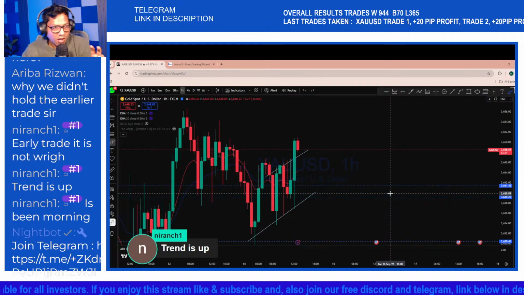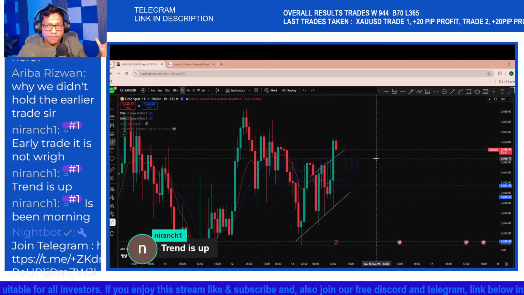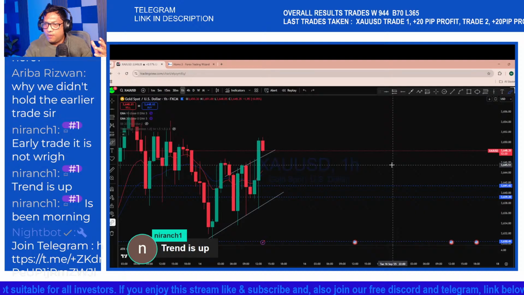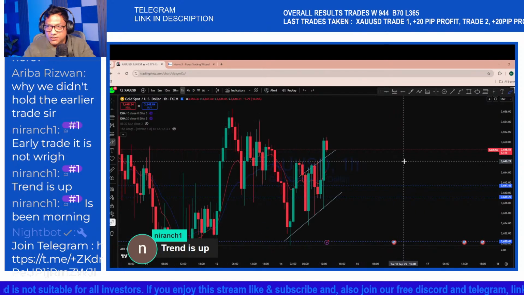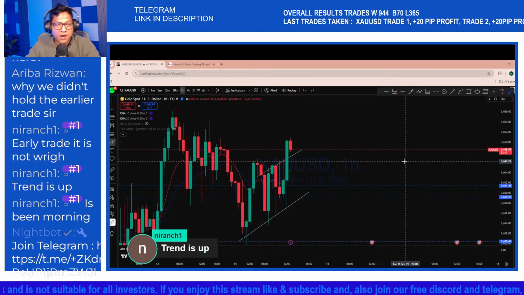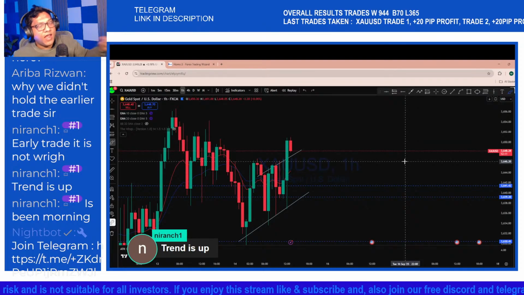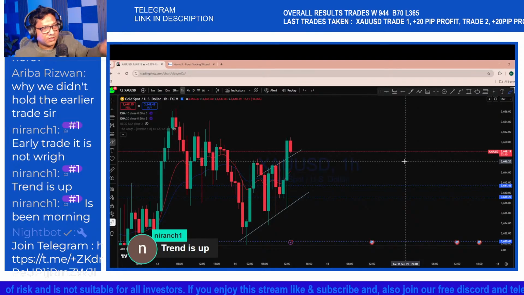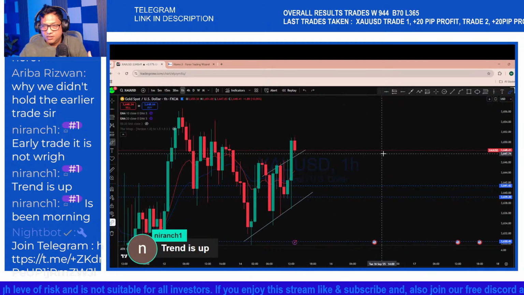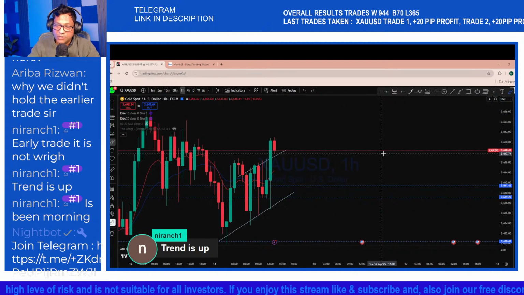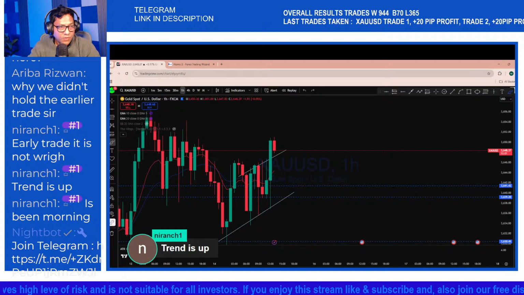So it's not only that the market has come to the support or resistance, but also how it has come to that support or resistance and how the market reacted to those levels. That's what we need to look at when we are looking at the market.